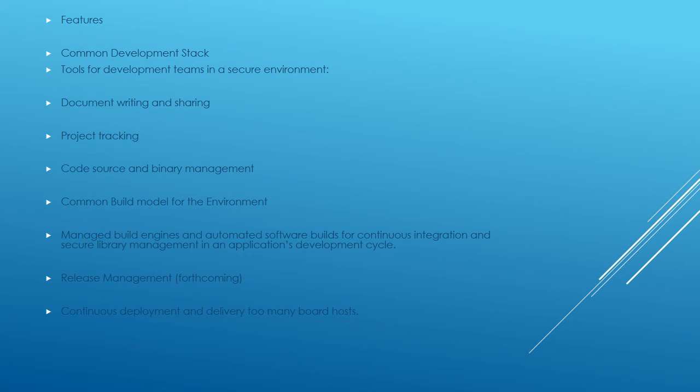And the common features of the common development stack include document writing and sharing, project tracking, source code and binary management, a common build model for the environment, managed build engineers and automated software builds for continuous integration, and secure library management in the application development cycles, release management for continuous development, and delivery tools.